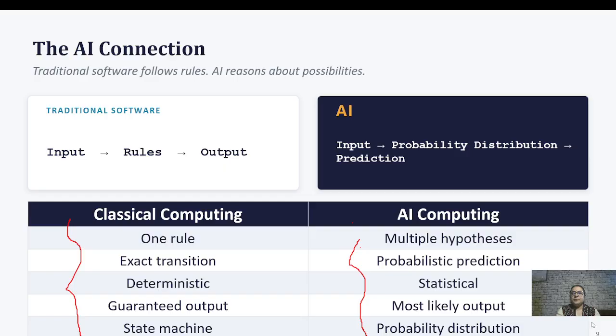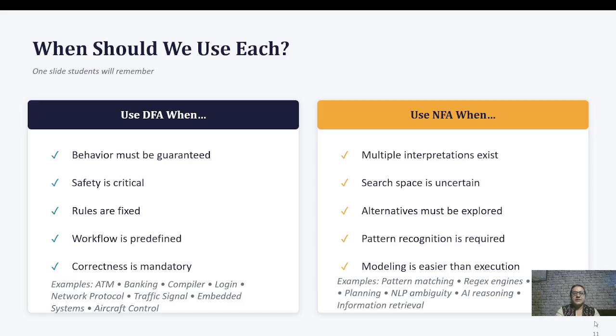Traditional computing is deterministic and rule based. AI computation is probabilistic and hypothesis driven. Although AI systems appear non-deterministic, they still operate within deterministic software frameworks. This is very important. It doesn't mean AI systems are totally probabilistic. A part may be probabilistic, but it is a part of the software framework, which is usually deterministic.